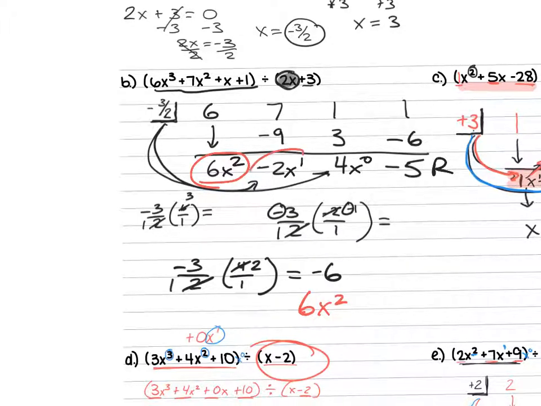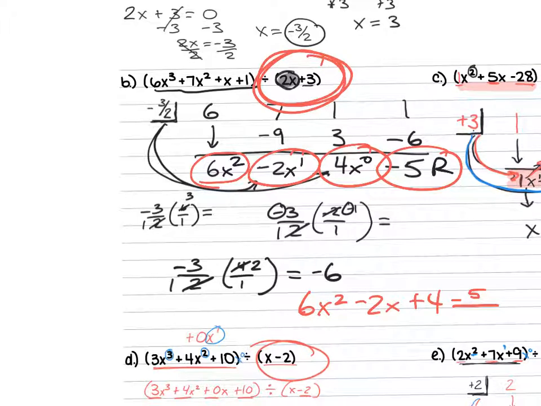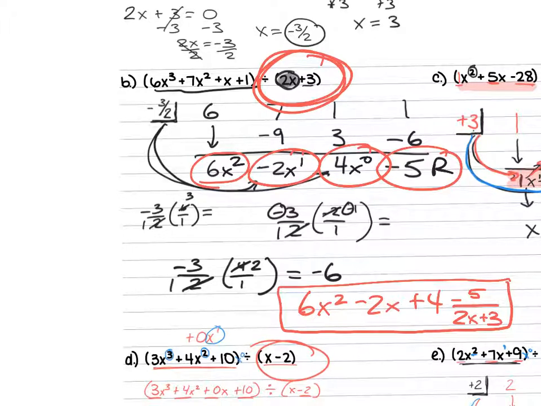6x squared minus 2x plus 4, minus 5 over 2x plus 3. Same exact steps.